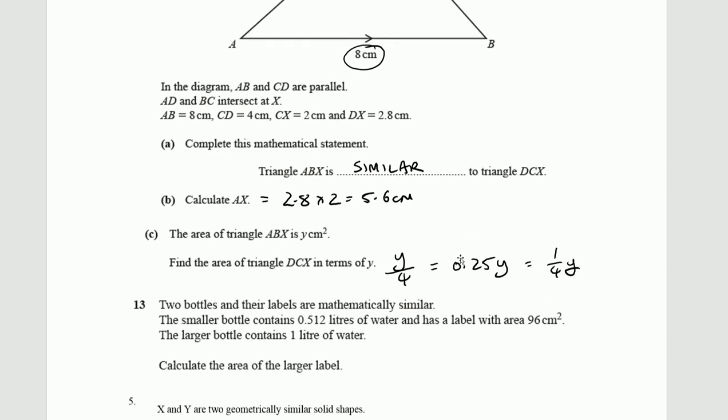Let's have a look at the next question. Two bottles and their labels are mathematically similar. The smaller bottle contains 0.512 litres of water and has a label with an area of 96 square centimetres. The larger bottle contains 1 litre of water. Now litres are units of volume, so I'm being given information about volume when they talk about litres. I want to calculate the area of the larger label.